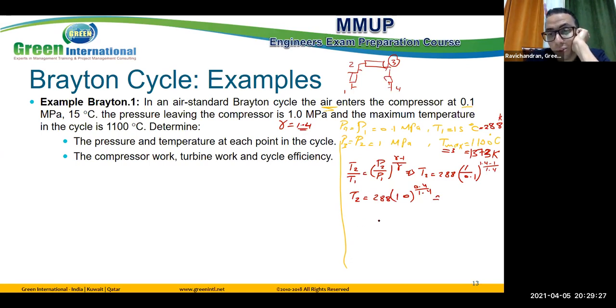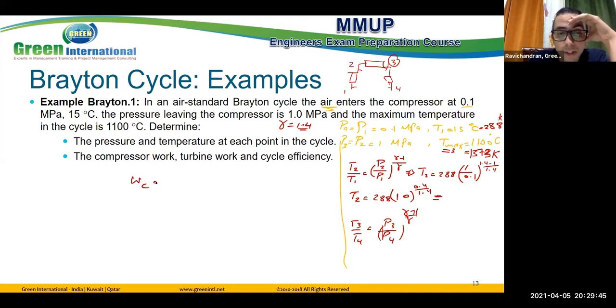T4, if you want T4, you can get it the same way. T3 over T4 is equal to P3 over P4 to the power gamma minus 1 over gamma. So we can continue and get T4 if you need T4. If you don't need it, no need.